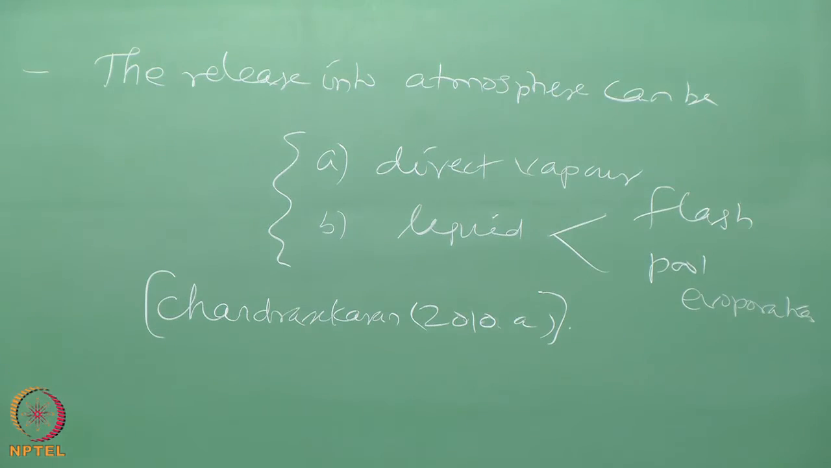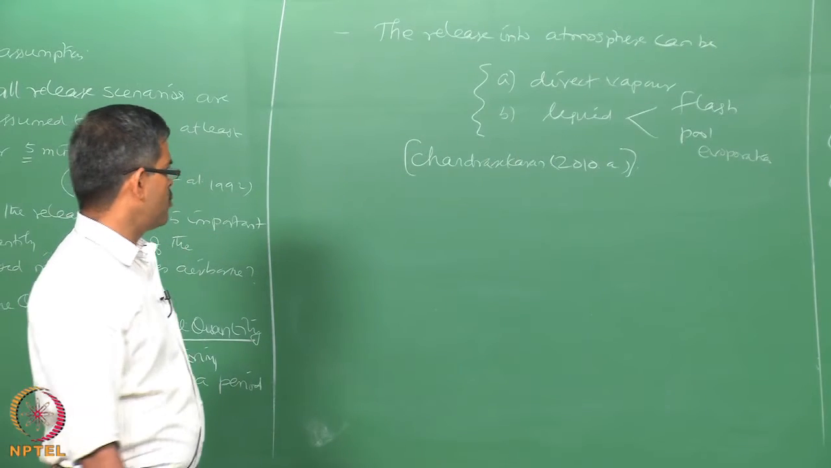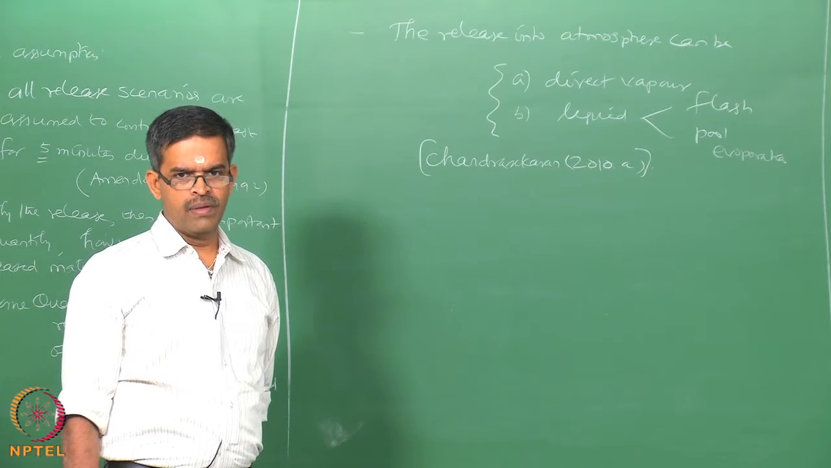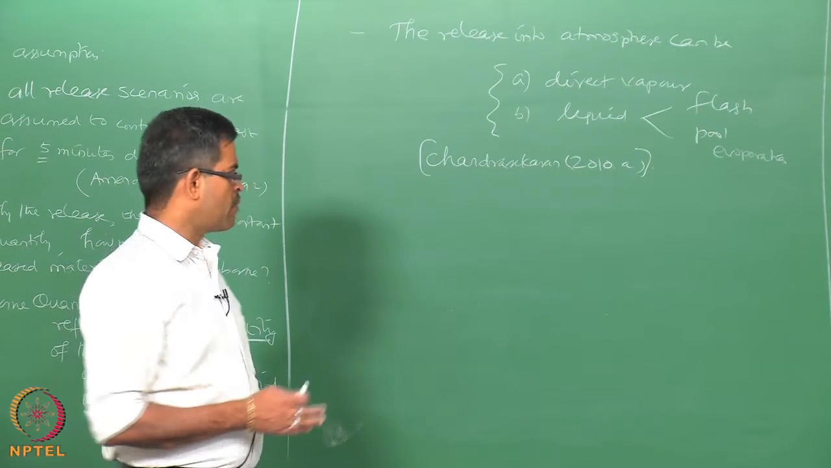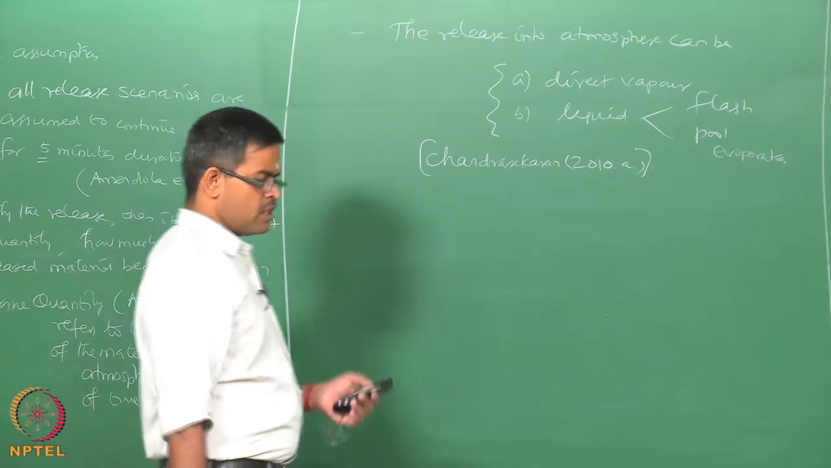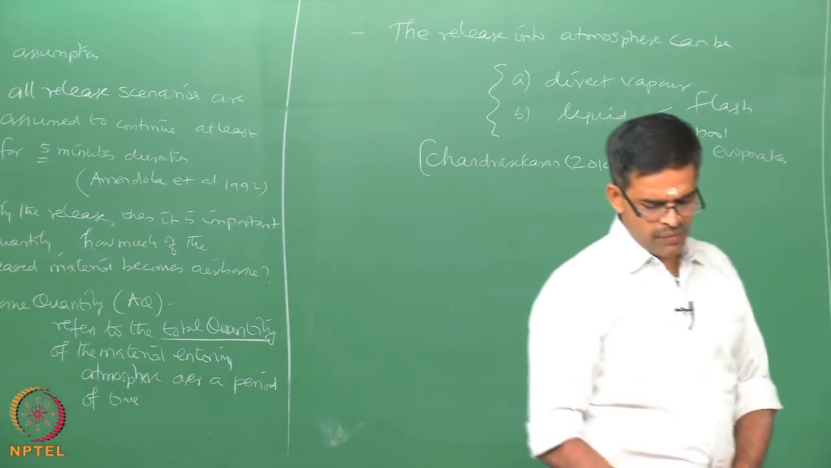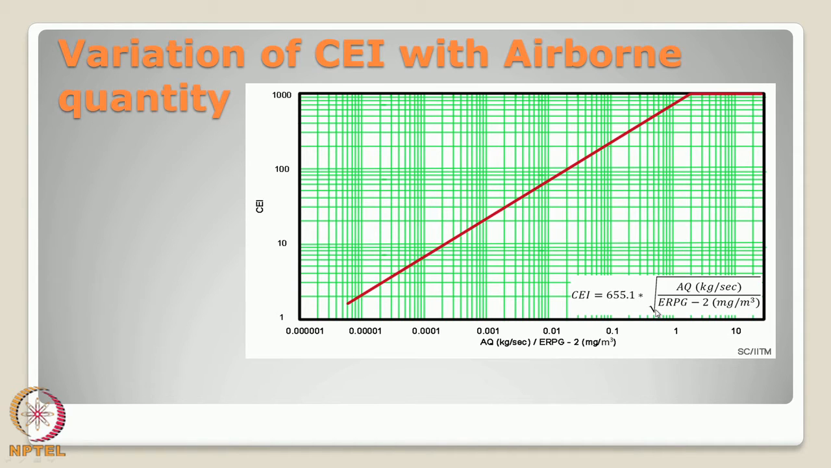Interestingly, CEI scenarios consider material to be released both as liquid or vapor. So, the variation in CEI with airborne quantity is very interesting, and we should see this figure now on the screen. The screen shows the variation of the CEI value with the airborne quantity. One can see here that the airborne quantity in kg per second for ERPG2 level concentration, which is given by this equation, is plotted on the x axis, whereas the CEI value obtained from this equation is plotted on the y axis, and we already said the maximum number is 1000. If it is more than 1000, CEI has to remain as 1000 itself. We already said that in the last lecture.